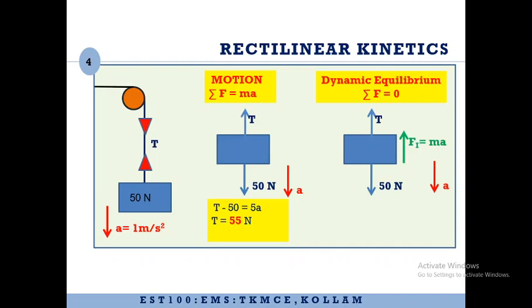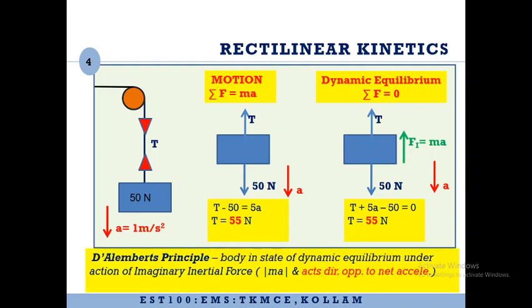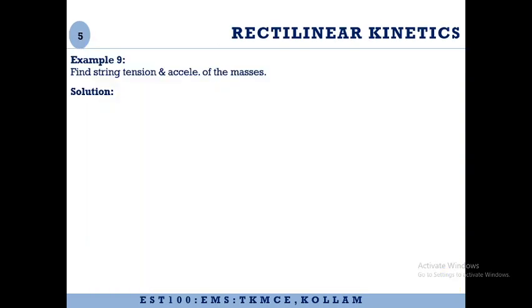So we can apply the net force acting on it equal to 0 because it is in equilibrium, and we get the same results. So basically the concept of D'Alembert's principle is helping us to see a problem of dynamics equivalent to a problem of statics, or a problem of equilibrium. Therefore, D'Alembert's principle states that a body is in a state of dynamic equilibrium under the action of an imaginary inertial force. The magnitude of this force is mass into net acceleration, and the direction is opposite to the direction of net acceleration.